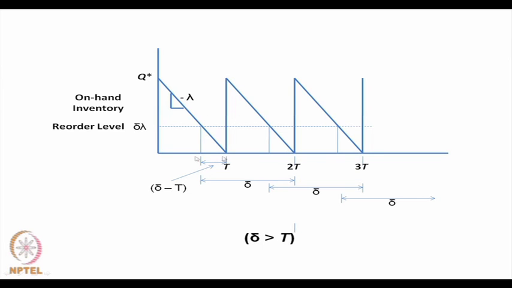When this has arrived because of a demand or replenishment order that was placed sometime at this point, and it comes down to the level of delta into lambda, place an order for q, and that will come after delta time again. That means this is due to a replenishment order that was placed at this point of time, and similarly it continues. So, this is the case when delta is greater than the cycle time, capital T.